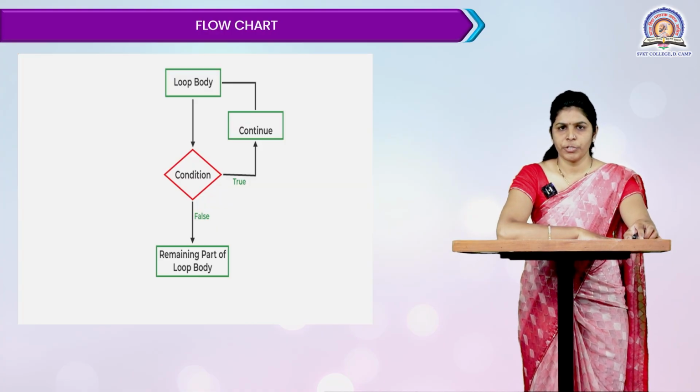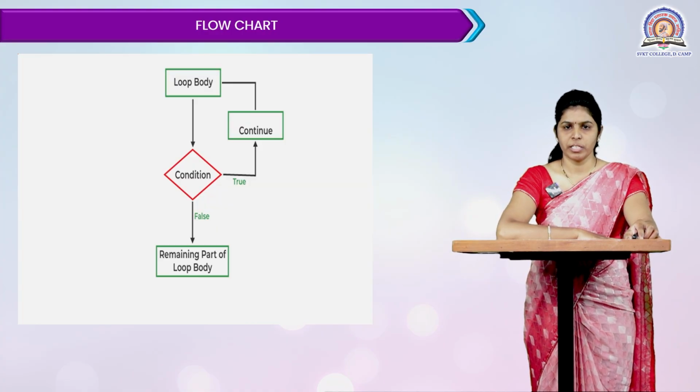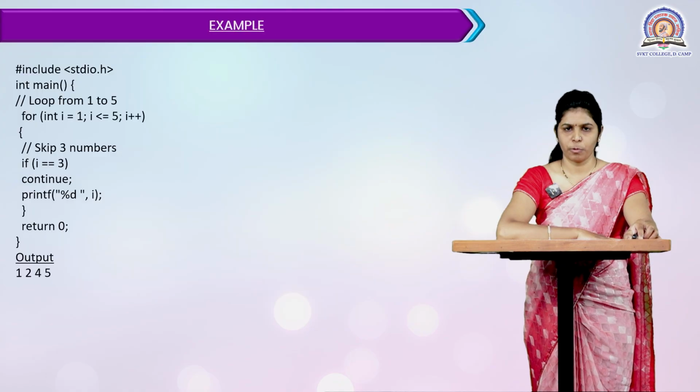Flow chart of continue. First, loop body, continue condition is true, then continue the loop; otherwise, if false, the remaining part of the loop body is executed.